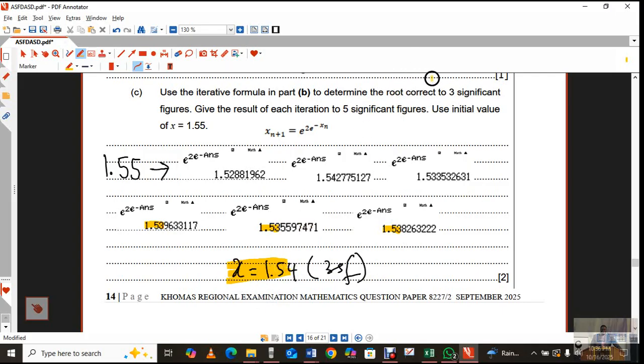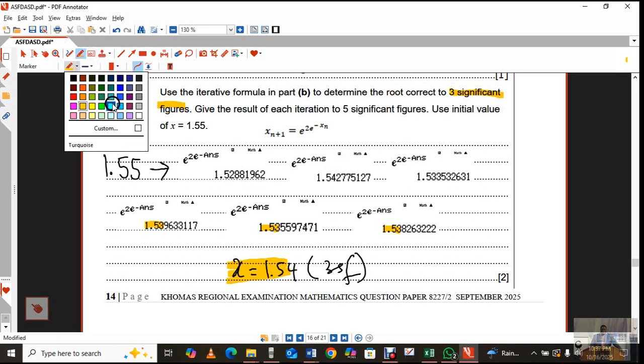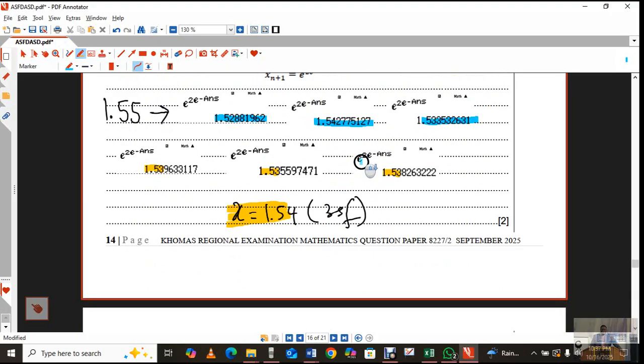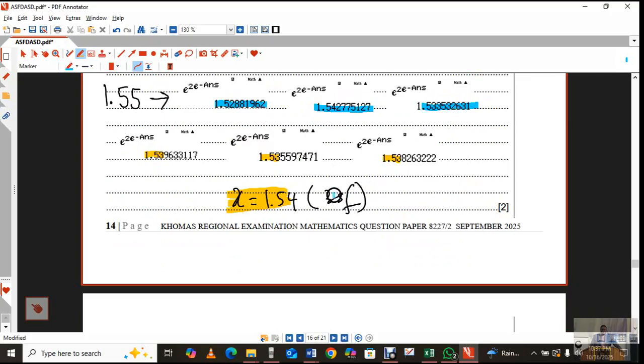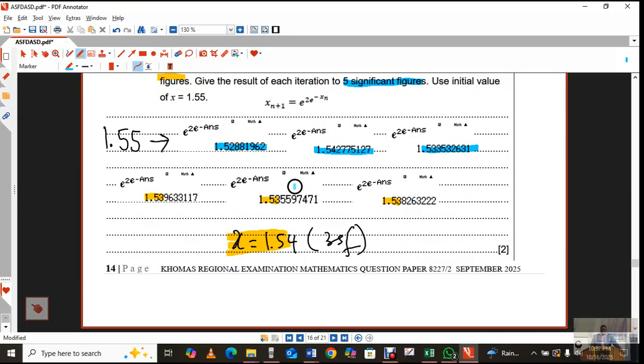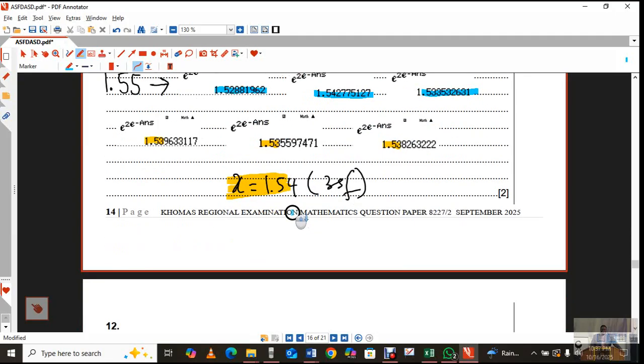To 3 significant figures. When you are writing your iterations, you should definitely make sure that at least your iterations are to 5 significant figures. Obviously, because I am using the calculator and just capturing the screen, I don't have to rewrite because I need to continue, and it was much easier. But in the exam, you have to write them to 5 significant figures each time, for you to be able to see what they actually converge to at 3 significant figures. So that root is going to be 1.54.